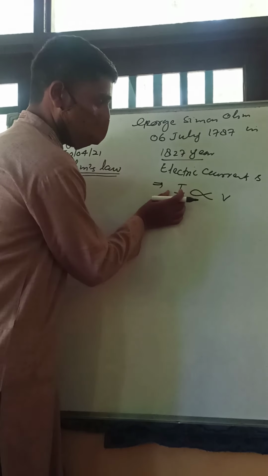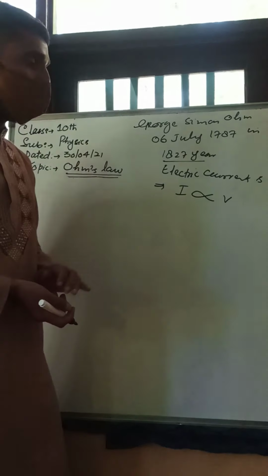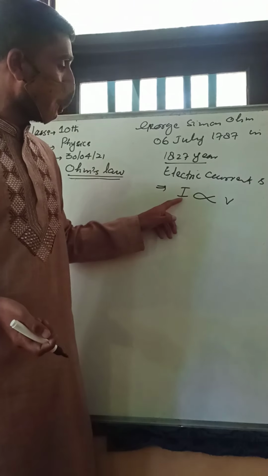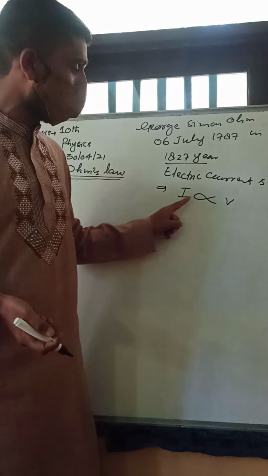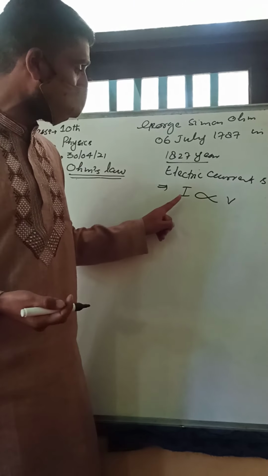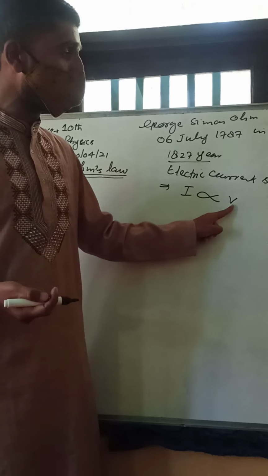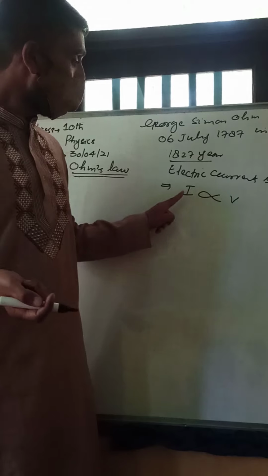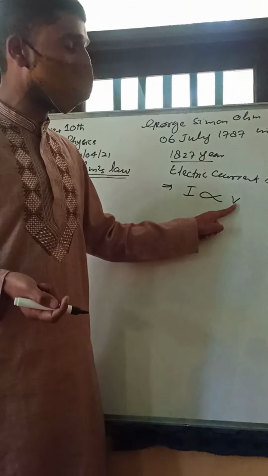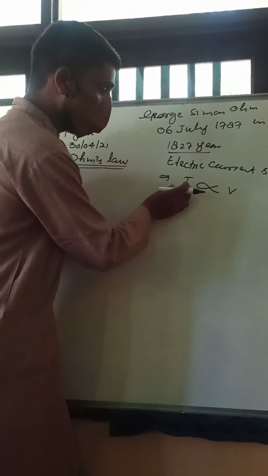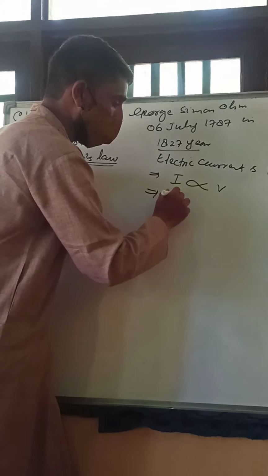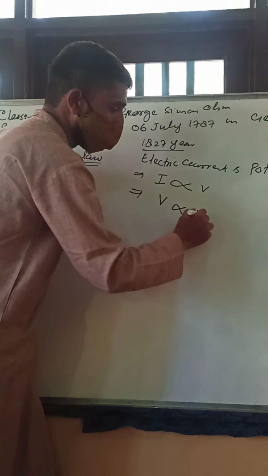And its mathematical form is I is directly proportional to V. Let me tell you one more important point. What does it mean? It means that if current increases, the potential difference also increases. If current decreases, the potential difference also decreases. As I is directly proportional to V, I may write here V is also directly proportional to I.